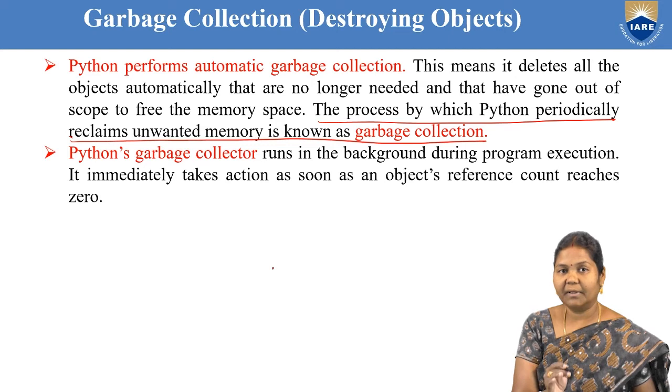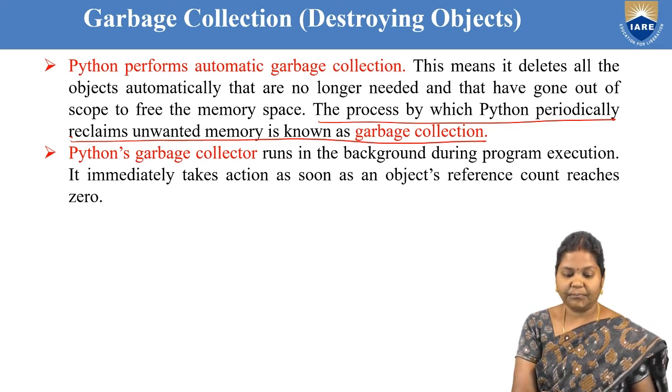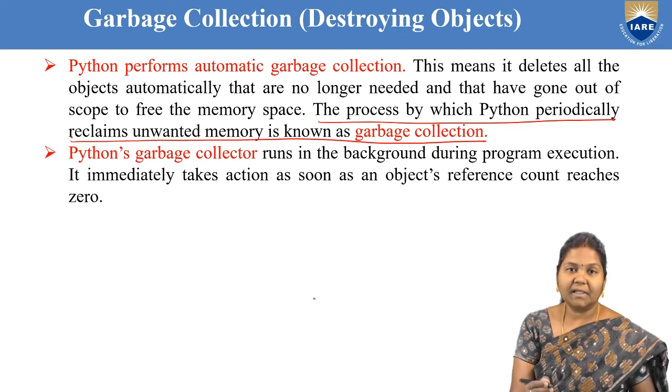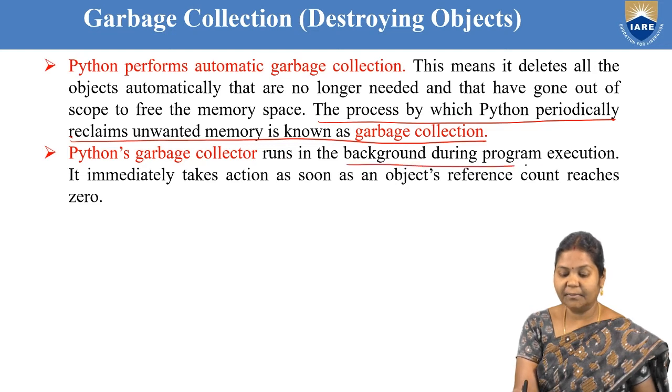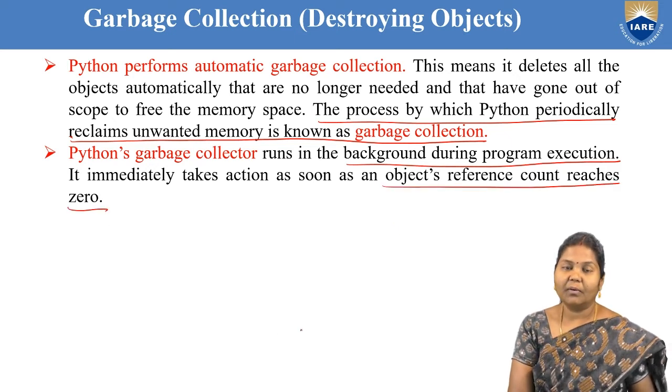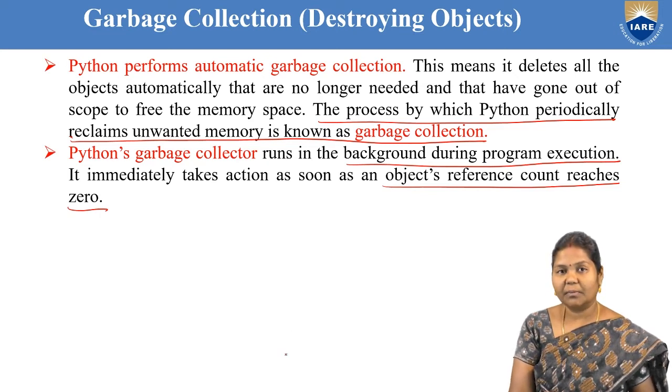This is the fundamental definition of garbage collection. Now, Python's garbage collector always runs in the background during program execution. It immediately takes action as soon as the object reference count reaches 0, or whenever the object gets deleted or is no longer needed. So, automatically it collects and releases the memory.